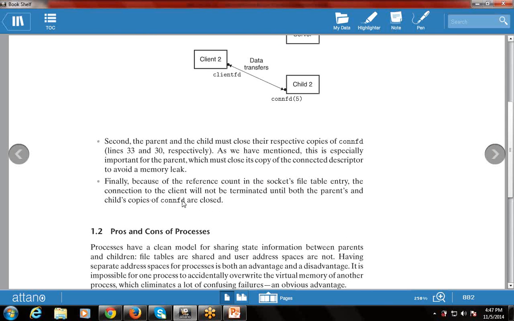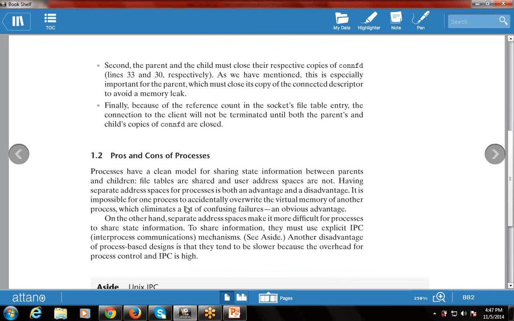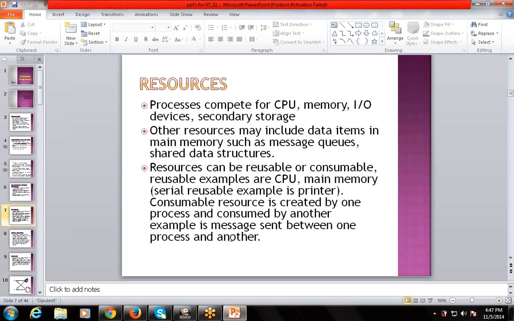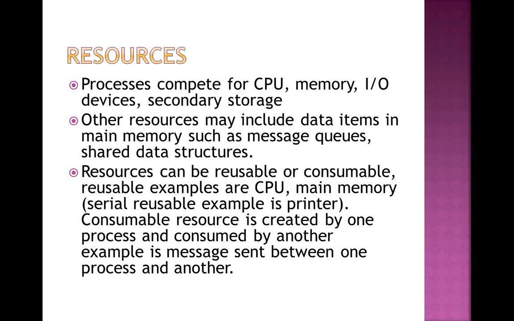Now what are the pros and cons of processes? That is, what are the advantages and disadvantages of processes. Let's see with the help of the book. These are the resources available for concurrent programming using processes. First of all, processes compete for the CPU, memory is required, input output devices are required, and secondary storage is required. Other resources may include data items in main memory such as message queues and shared data structures.